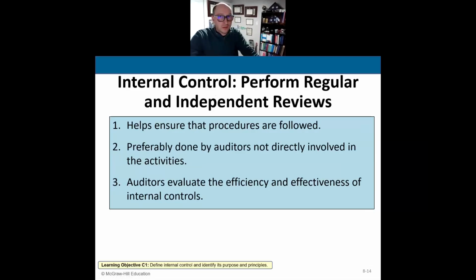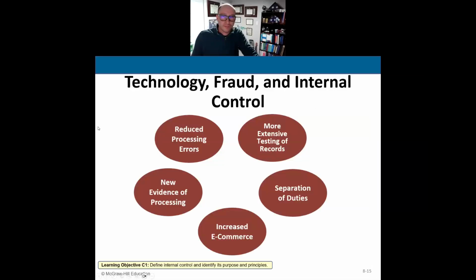And of course, regular independent reviews. Have the accounting office come down and audit the inventory. Or someone outside the company, even better, comes and does an audit. You have to make sure that all our assets are there, everything's accounted for, etc. That's what makes a great control system.